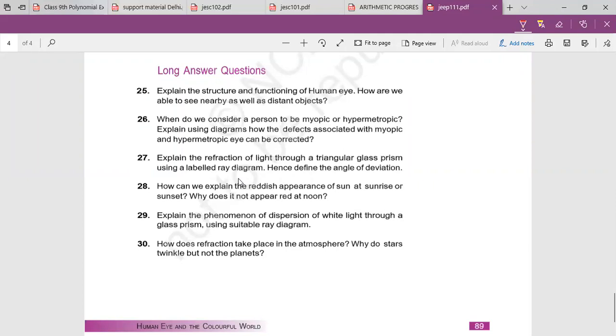Are these questions clear? But the thing is you have not properly remembered. So you have to read and remember it.